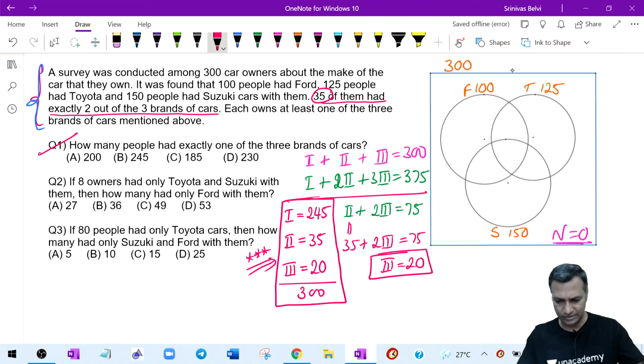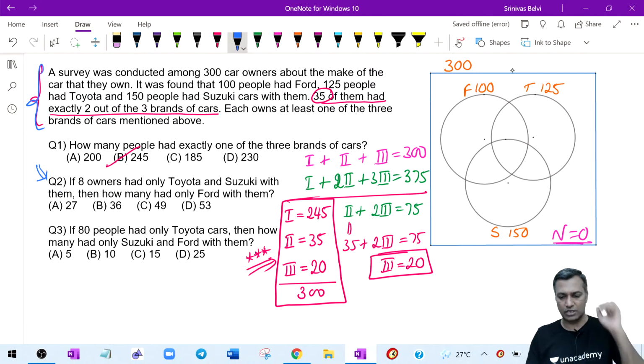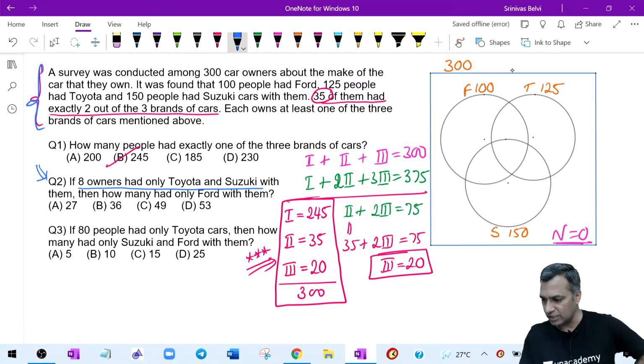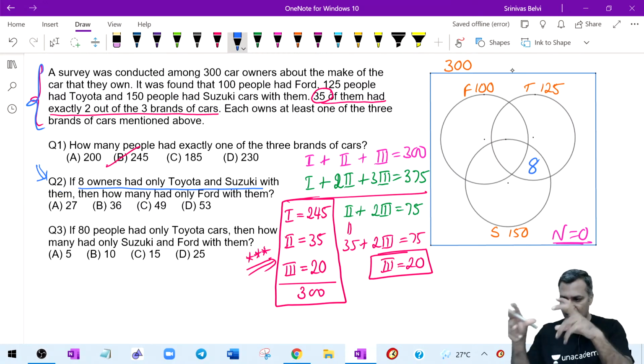First one is a sitter, direct. It's just based on the nuts and bolts that we have. How many people had exactly one of the 3 brands? 245. Very direct. Now listen, second question onwards, what are these ifs and buts? If 8 owned only Toyota and Suzuki, fair enough. So it's here. This is 8. That's what you should write in the diagram.